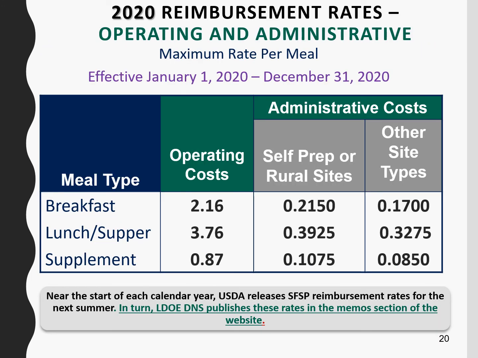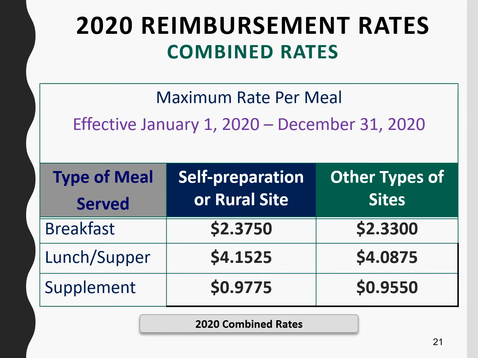Here are the 2020 reimbursement rates for operating and administrative costs. This is the maximum rate per meal. You will see we have the meal types: breakfast, lunch or supper, and supplement, the operating costs associated with those meal types, and then the administrative costs associated with those meal types. For administrative costs, you will either be self-prep or rural or another site type. Please note that you will receive a combined reimbursement. Here are the combined rates of reimbursement for breakfast, lunch or supper, and supplement based on if you are a self-prep or rural site or another site type.